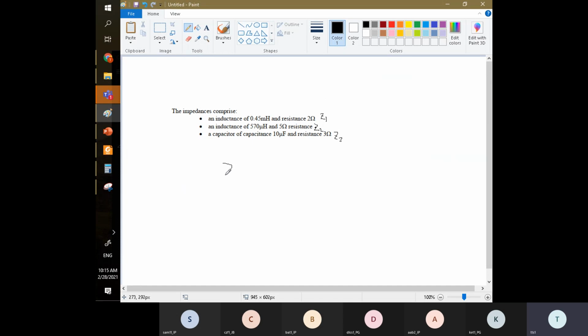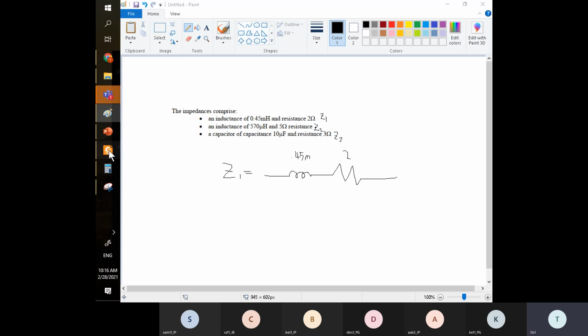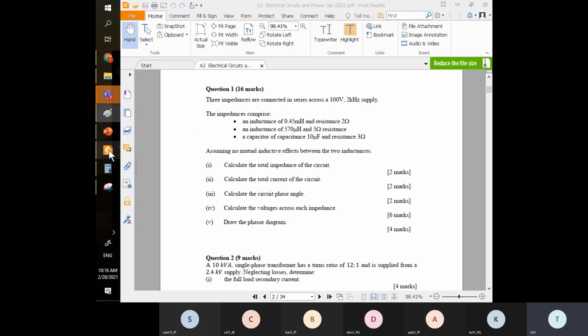Okay, Z1 consists of this L and this resistance. I know you know how to calculate the total Z, right? If you roll back to the previous video, I already showed you how to calculate the Z for these two values. How to find the voltage? Wait. Just calculate the voltage across each impedance, right? So how to find the voltage?